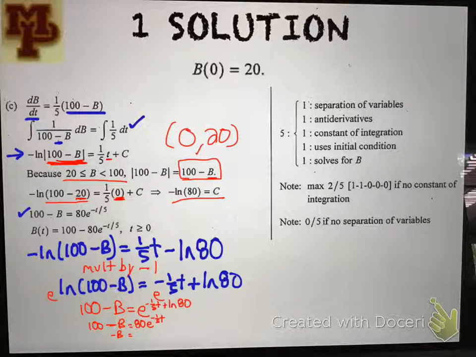So we're going to subtract the 100, so 80 e to the -1/5 t minus the 100, and then multiply by -1. We could maybe switch the order a little bit. So we could say positive 100 first, and then minus 80 e to the -1/5 t. And that's b of t, so it's a function b of t. So that's where they get all that. So hopefully that is a little bit better.